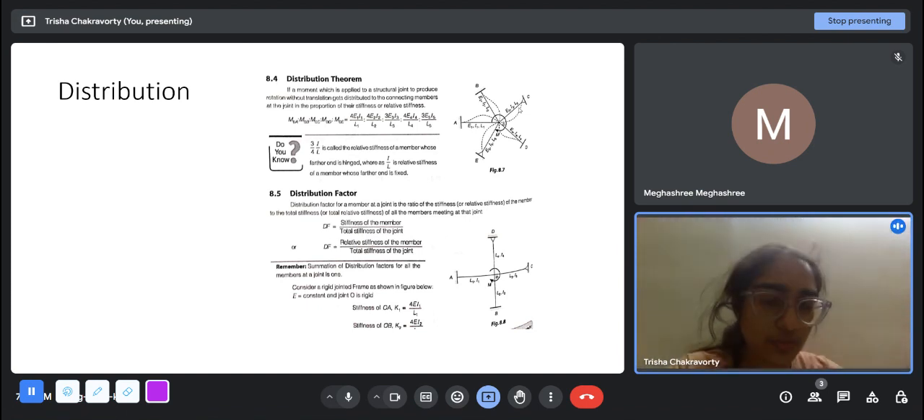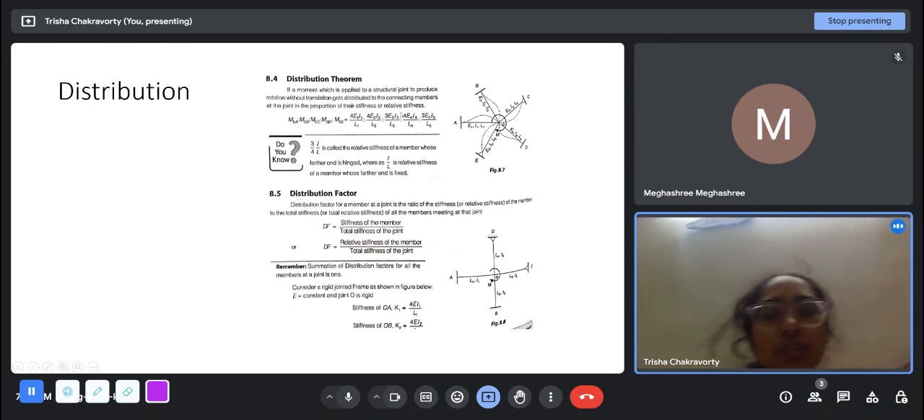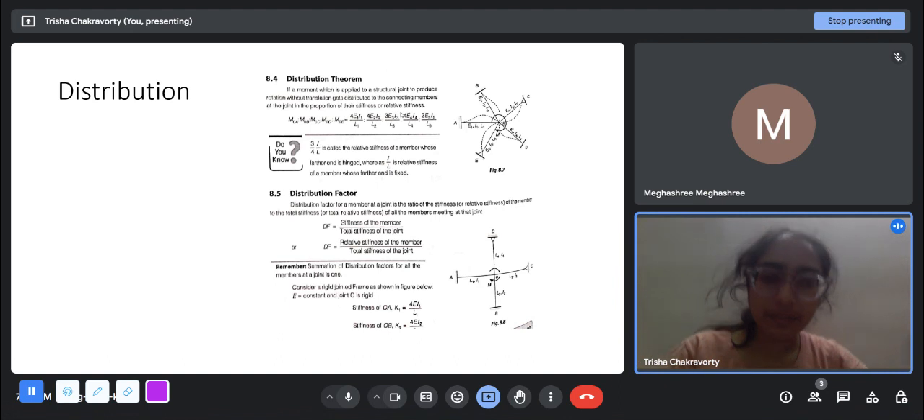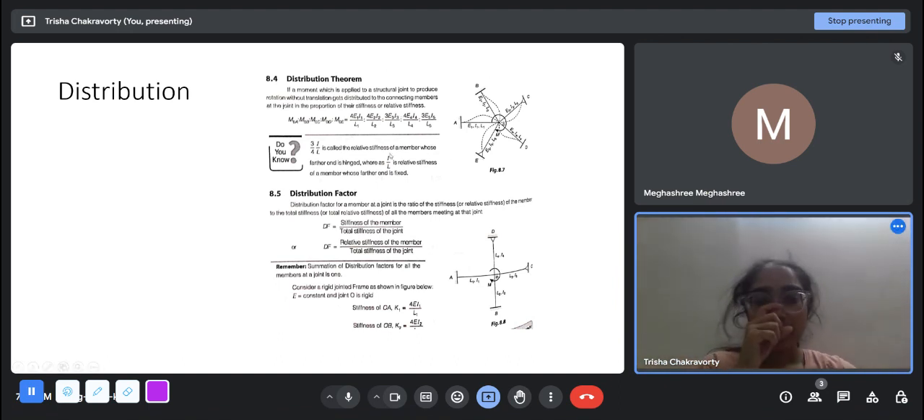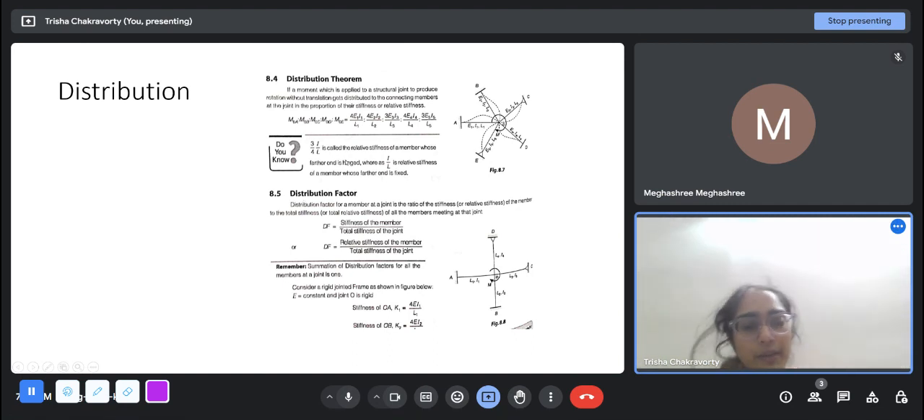So that is the ratio. There are five members, A, B, C, D, E, and these are the stiffnesses. A will have 4E1I1 by L1, B will have 4E2I2 by L2, and C, D, and E will have 3EI by L. So this will be the ratio in which the moment will be divided. So 3 by 4 I by L is called the relative stiffness of a member whose further end is hinged, and I by L is the relative stiffness of a member whose further end is fixed. This is just a fact. It may not be applied directly.